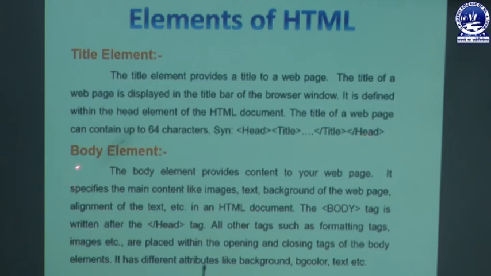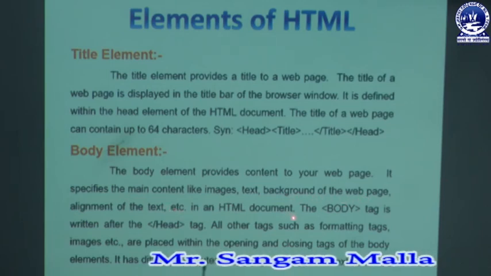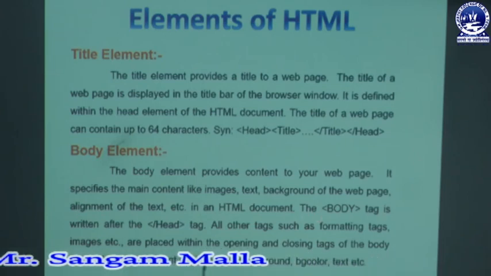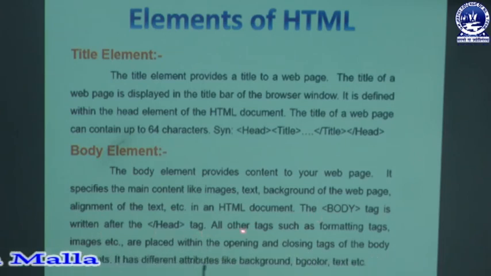Next is your body element. The body element provides content of your web page. It specifies the main content like images, text, background of the web page, alignment of the text, etc. in an HTML document. The body tag is written after the head tag. All other tags such as formatting tags, images, etc. are placed within the opening and closing tags of the body element. It has different attributes like background, bgcolor, text, etc.